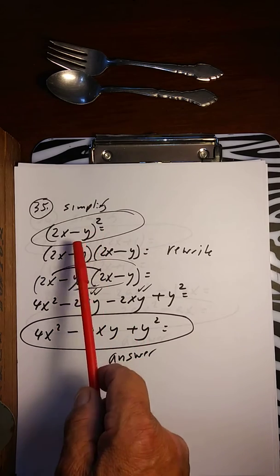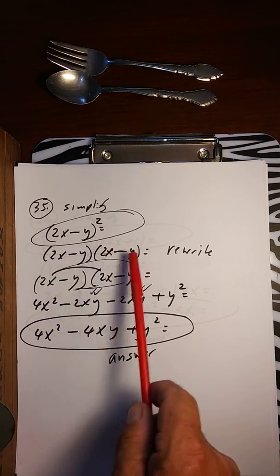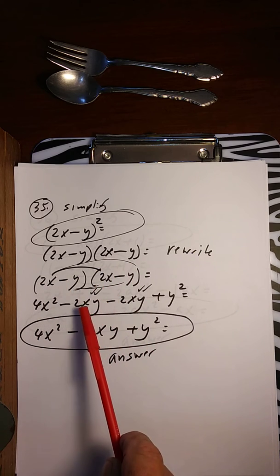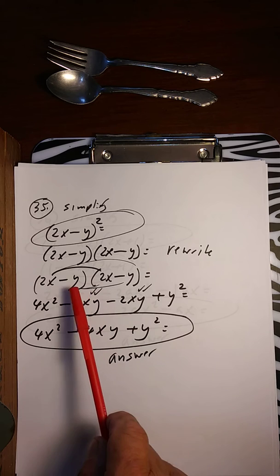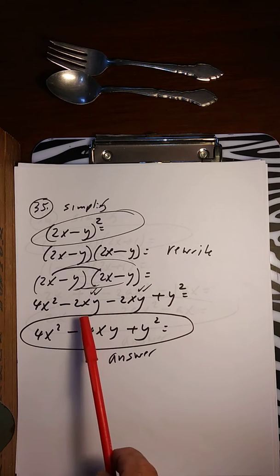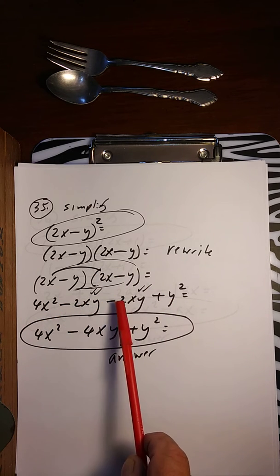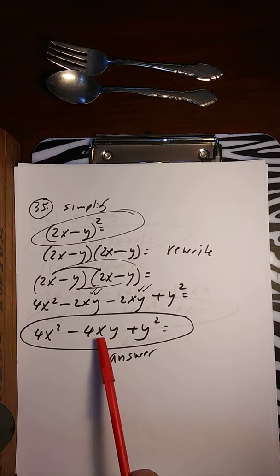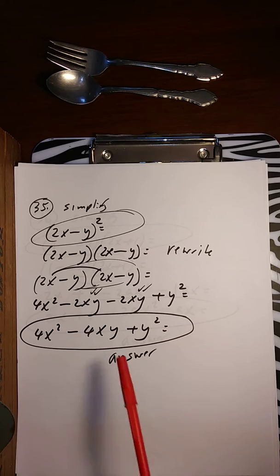(2x − y)². Rewrite it as (2x − y)(2x − y), twin numbers right there. So 2x times 2x is 4x². 2x times −y is −2xy. Then −y times 2x is −2xy, and −y times −y is positive y². So we have 4x² − 2xy − 2xy. This right here is going to be 4x² − 4xy + y². They don't cancel. They just add up.